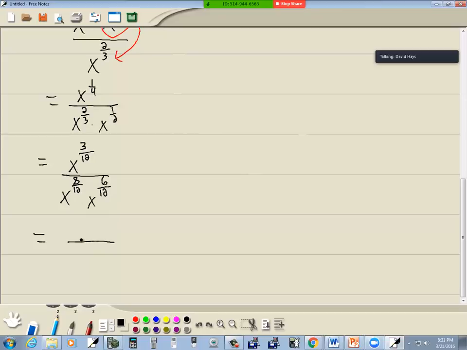Okay. Now the top remains as is. Here we got x to the 8/12 times x to the 6/12, so you're going to add the exponents. So that gives us 8 plus 6 is 14/12.